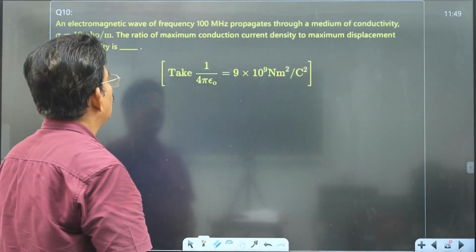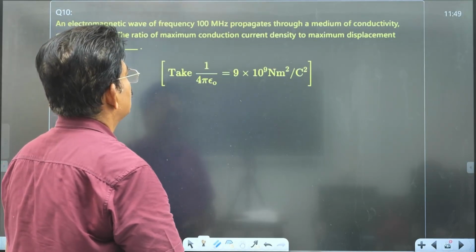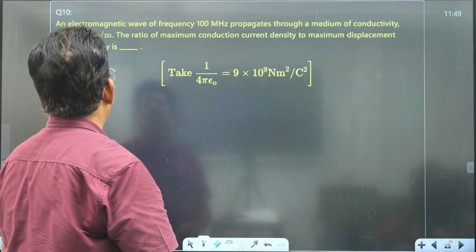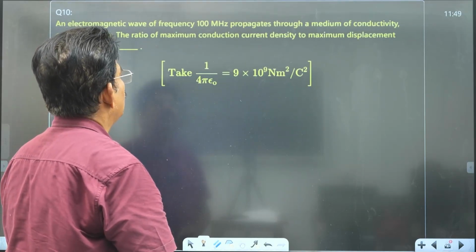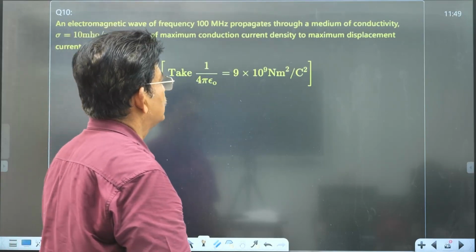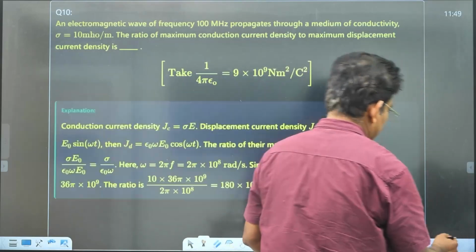Next question. An electromagnetic wave of frequency 100 megahertz propagates through a medium of conductivity 10 ohms per meter. Find the ratio of the maximum conduction current density to the maximum displacement current density. Go to the explanation.